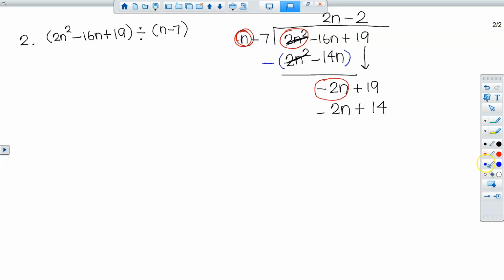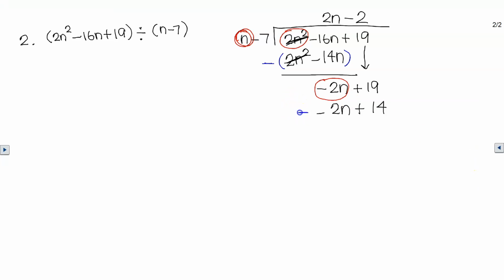No more terms to bring down, so once we subtract, this will be done. So we're going to subtract all of this. So you are subtracting negative 2n and subtracting positive 14. So first up, negative 2n minus negative 2n cancels out. And then you're doing 19 minus 14, which is 5. So we get a remainder of 5. So the answer for this division problem is 2n minus 2 with a remainder of positive 5.